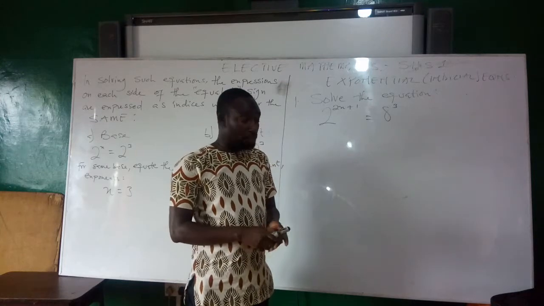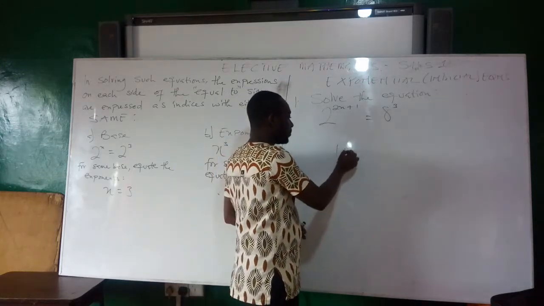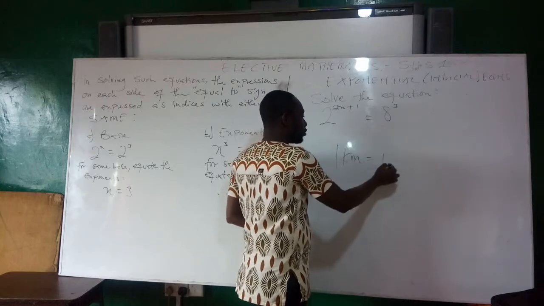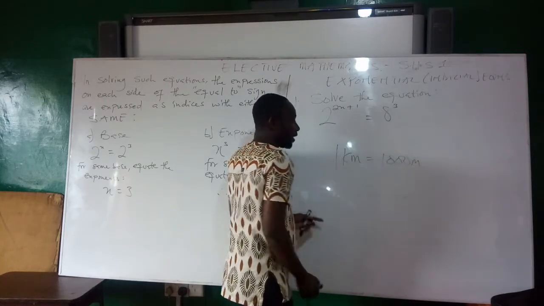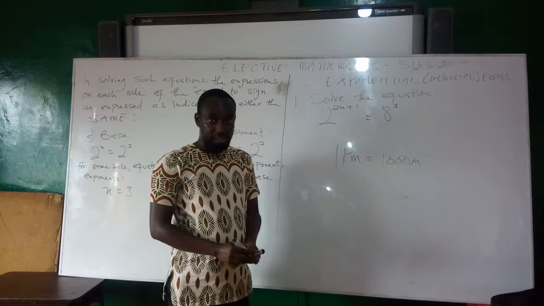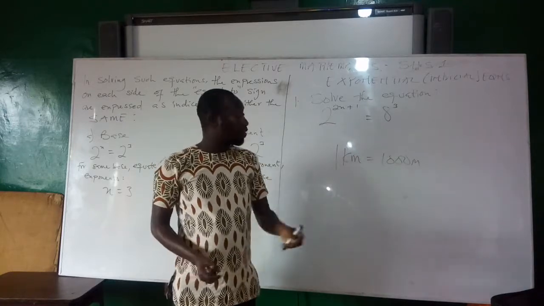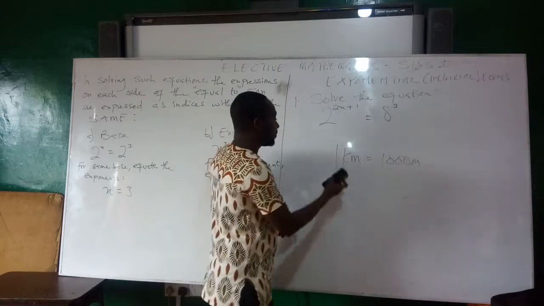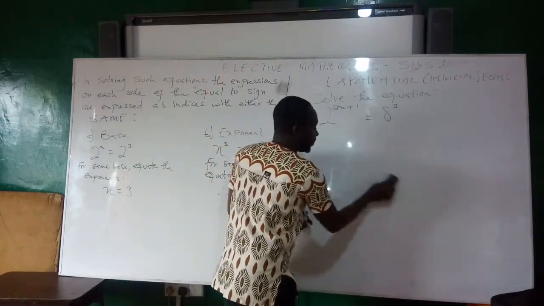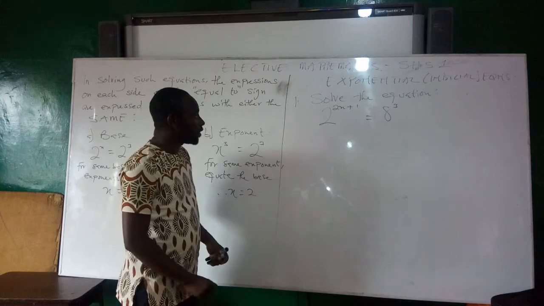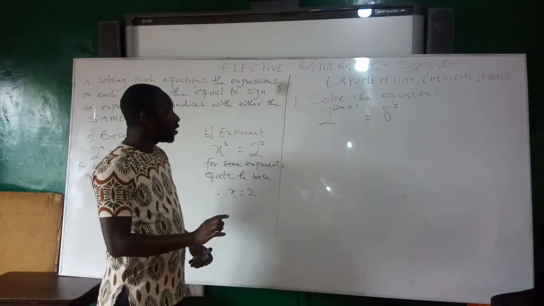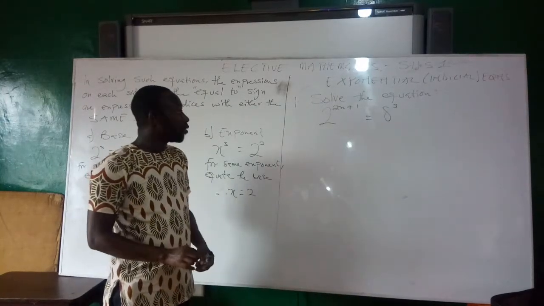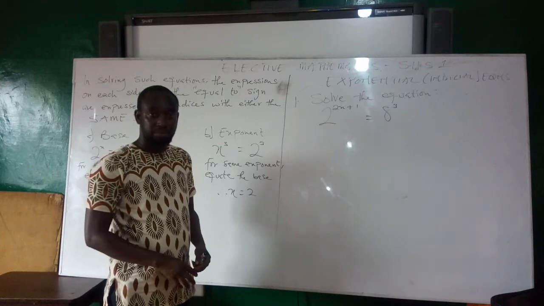For example, we always know that 1 kilometer is always equal to 1,000 meters. So this is an example of an equation. So whenever we see a relation involving the equal to sign, then it is an equation. So now how do we solve this question? 2 raised to the power 2x plus 1 equals 8 exponent 3.